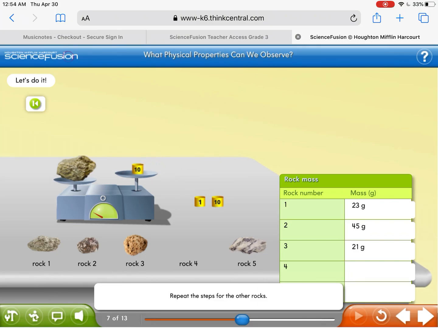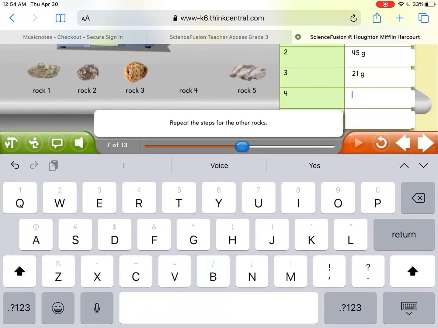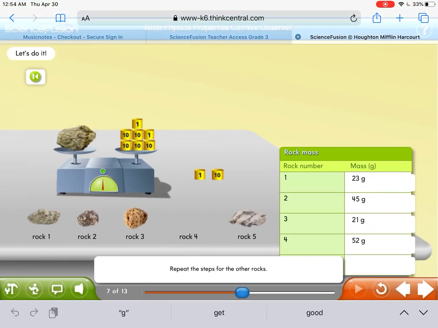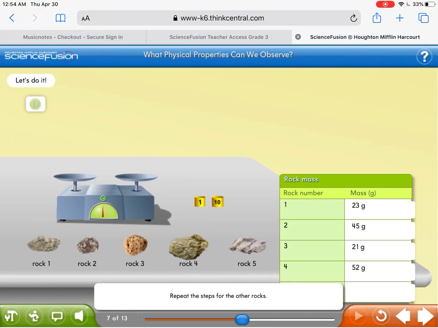Reset. Let's do rock 4. 10, 20, 30, 40, 50. 2 grams. Reset, and let's do the last rock.